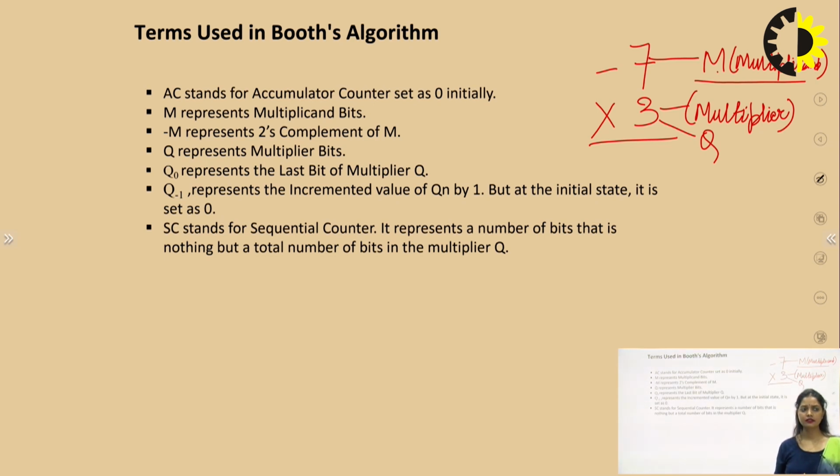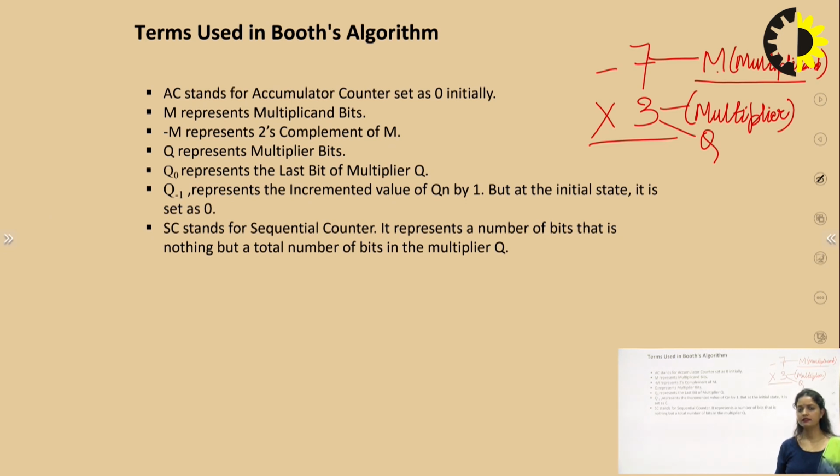Now next is the sequence counter, SC. The sequence counter is used to keep the sequence of the iterations which we are going to do in our algorithm, meaning the number of steps used for solving that particular multiplication operation. That will be defined by our sequence counter. And when the value of the sequence counter becomes 0, then our multiplication algorithm will stop.